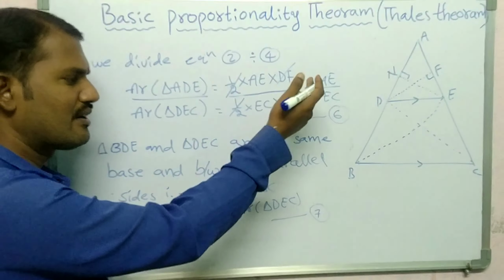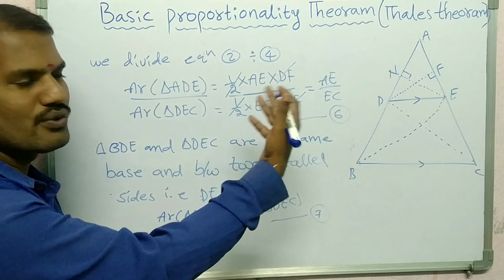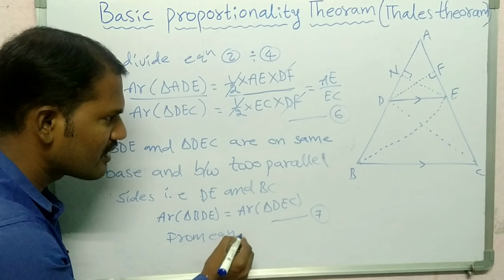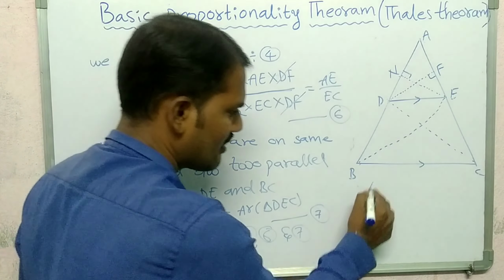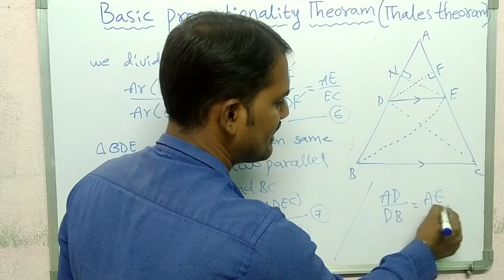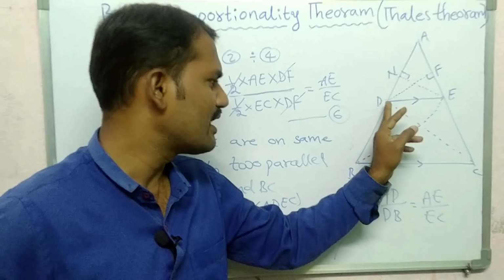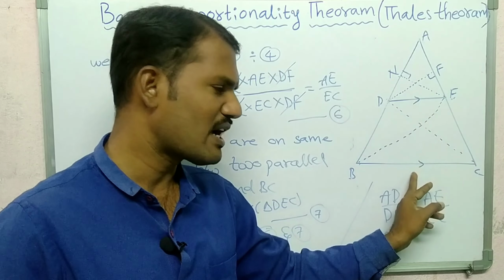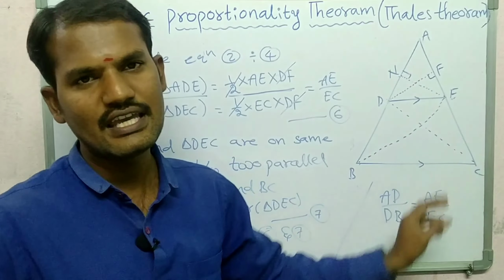From equations number 5, 6 and 7, what can we say? AD by DB equals AE by EC. So from equations 5, 6 and 7 we can say AD by DB equals AE by EC. In triangle ABC, when DE is parallel to BC, you have to remember AD by DB equals AE by EC.